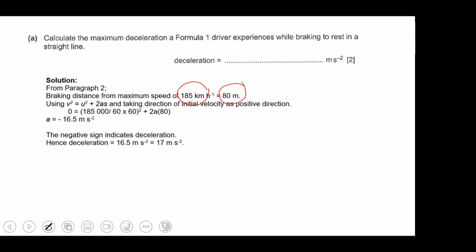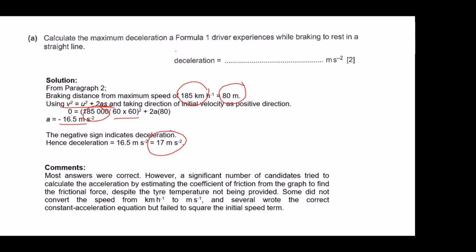Right, so assuming that the acceleration is constant, a rectilinear motion, v squared equals u squared plus 2as. I come to a stop, so v is 0. For u squared, 185 km per hour, make sure you convert to meters per second, right? 185 over 3.6... I mean divide by 60 times 60, plus 2a displacement, right, which is 80. So I find that the acceleration here is minus 16.5. So the deceleration is about 17 meters per second squared.